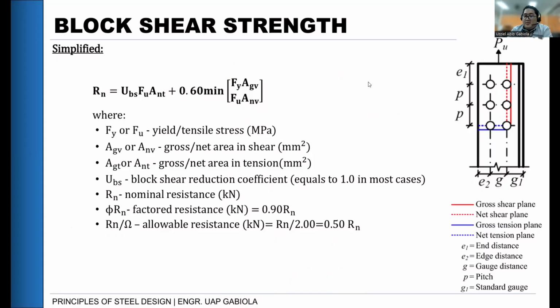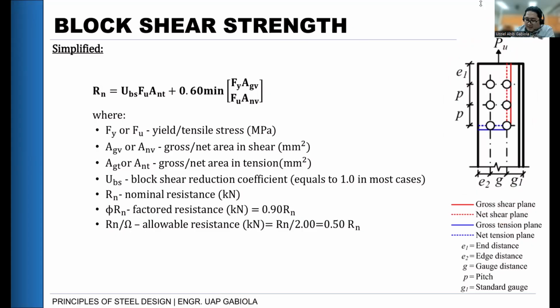These are not really new, since we already know the meaning of Ag and An. Ag is the gross area and An is our net area. There are just additional subscripts, V and T. V is for shear and T is for tension. So, let us look at this diagram. Okay? As you can see here, this is our tension member, this is our applied loading, and as you can see, when we talk about the gross shear plane, shear, no?